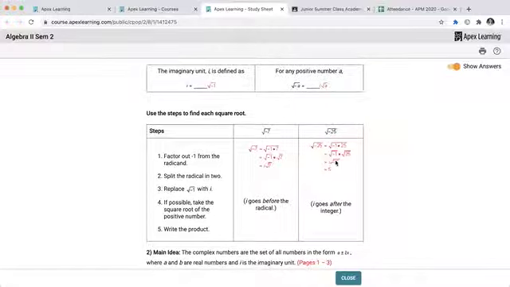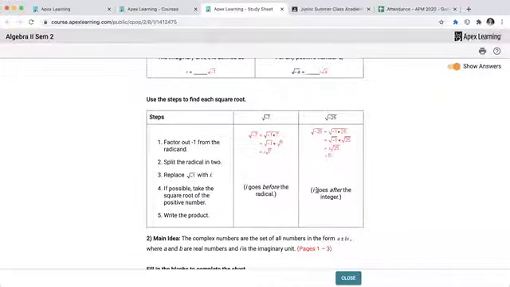Okay, and notice here that this is where it flips. So instead of having i square root of 25 or i5, if we can simplify this down, we write it again in that form of 5i, where i goes after the integer.